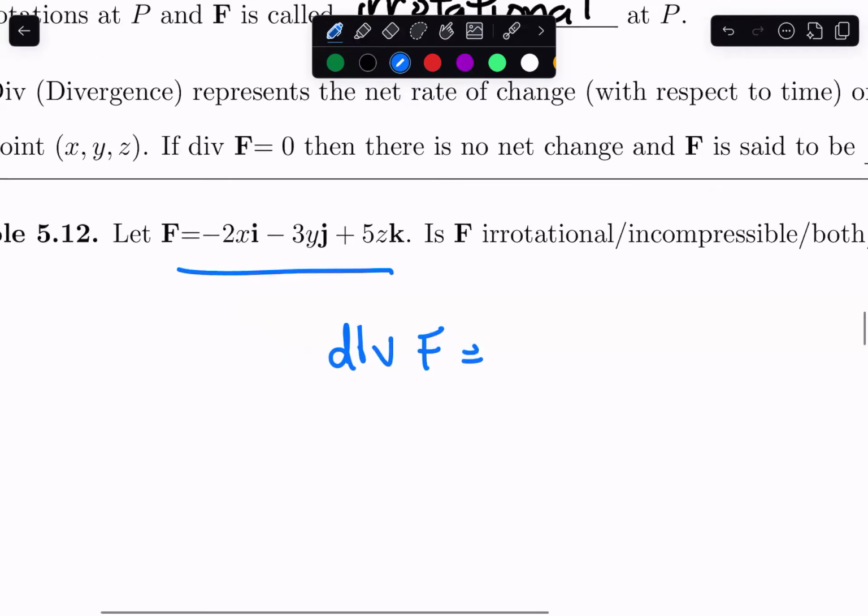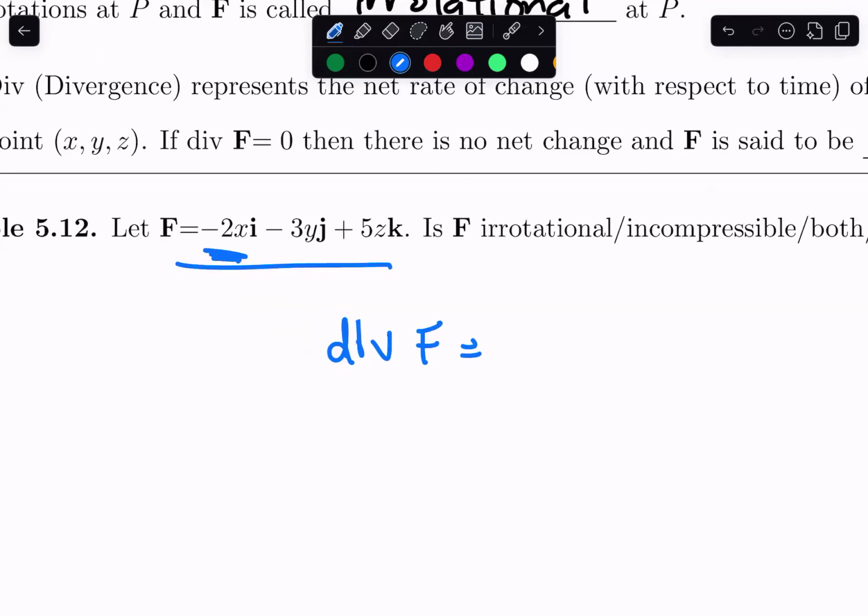As I go across here, for the first component, I'd be taking the partial derivative with respect to x. So I'm going to get -2. The second component, I'm going to take the partial derivative with respect to y. So I'm going to get -3. And then my final component, I'm going to take a partial derivative with respect to z. So I'm going to get 5. And then we're going to add all these up. And of course, we get 0.